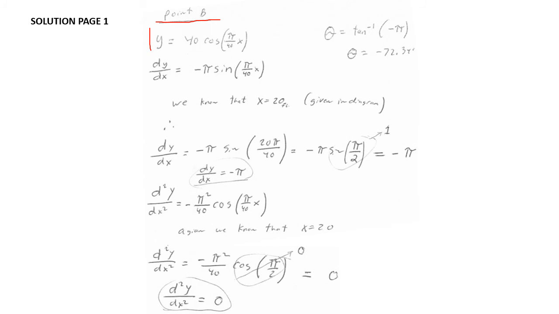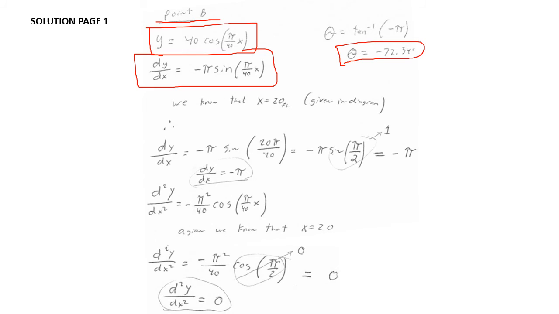So we recall our general curvature equation here for the shape of the roller coaster is y is equal to 40 times the cosine of pi over 40x. Now again, we just did this, but if we take the derivative of y with respect to x, we end up with negative pi times the sine of pi over 40x here. So again, this is where we then found our angle right there, our theta term, by taking the inverse tangent of a negative pi term. So we now have that angle.